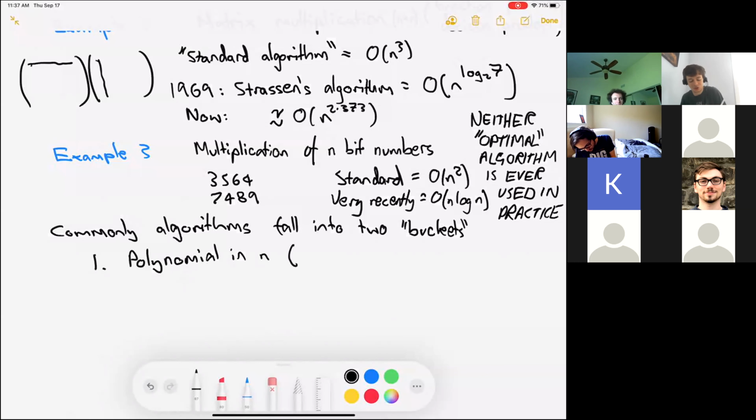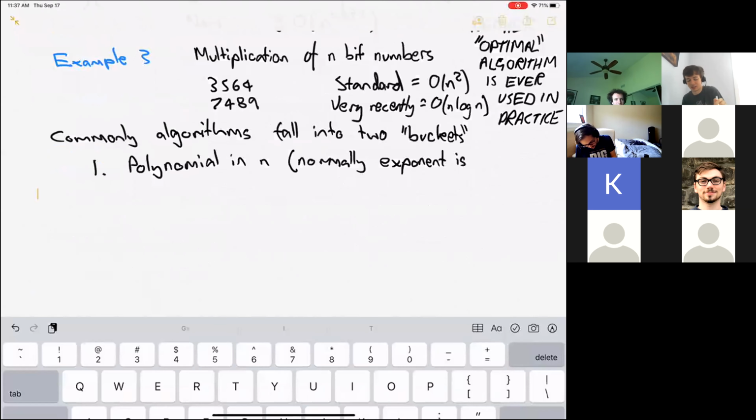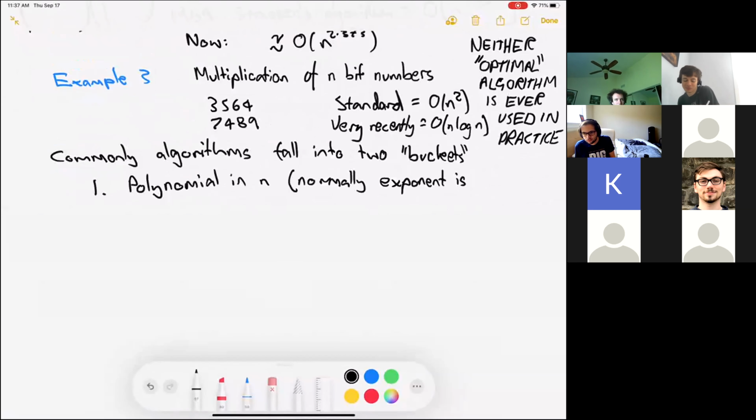Normally, in principle, polynomial in n could mean n to the million. Normally, in practice, the exponent is pretty small. I mean, it has to be order 1, so I won't write that. But it's like, let's say, less than or equal to 3 or 4, something along those lines. Can be a lot bigger.